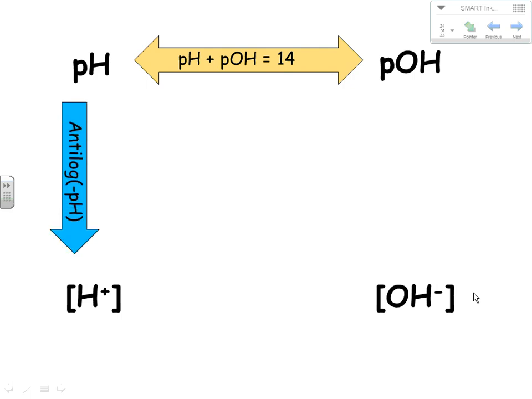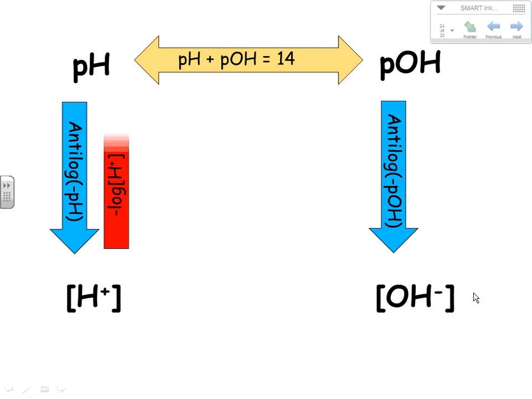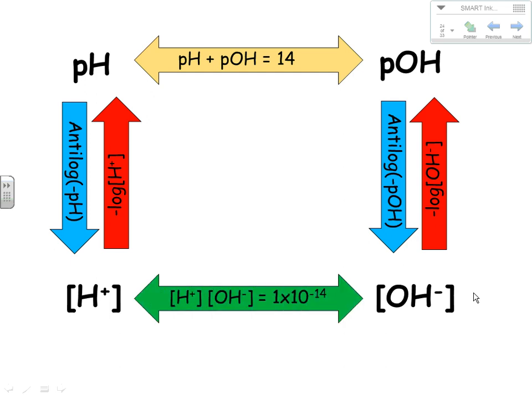Once I know my two p-values, I can get to my concentrations using the anti-log. And remember, it's the anti-log of the negative p-value. Now, if I know my concentrations, remember I can get back to my p-values by taking negative log. And then finally, if I know H+ and OH-, they have to multiply to 1 times 10 to the -14. So this is the relationship between all of the variables that we looked at. And you really have to be able to, at any one time, use 3 of these 4. You don't really end up using them all because you can get around using one.